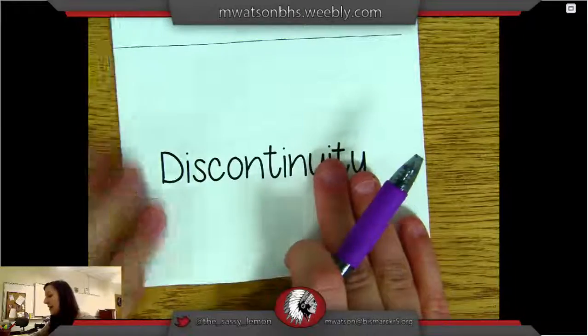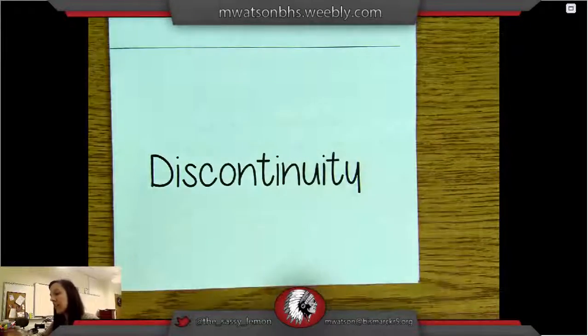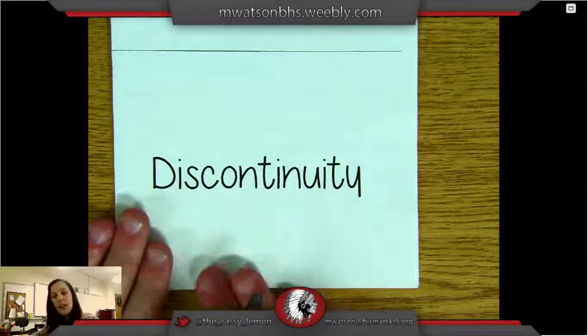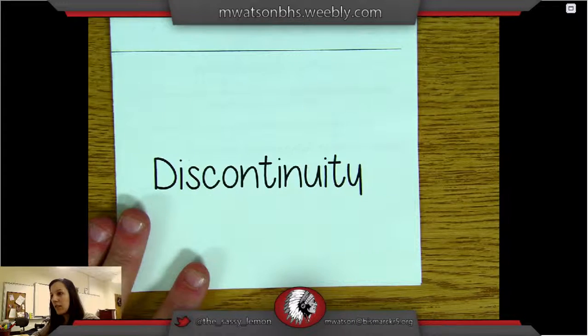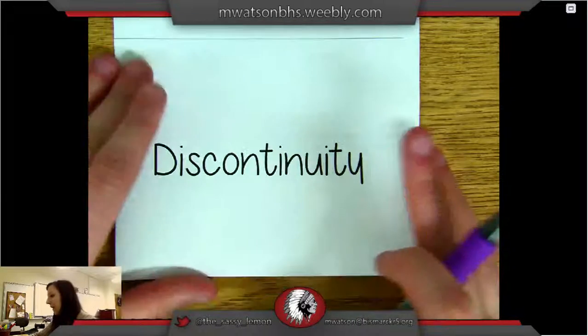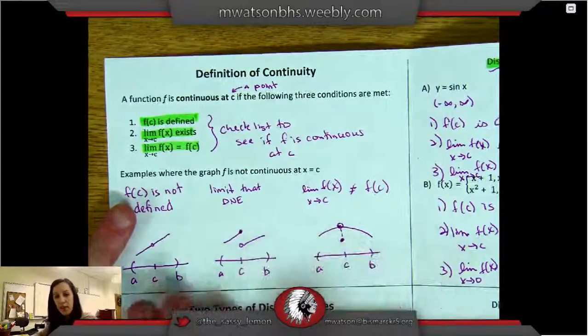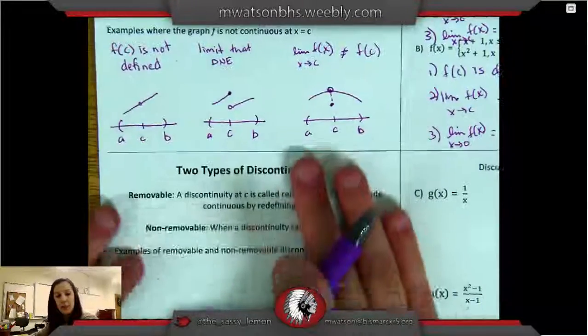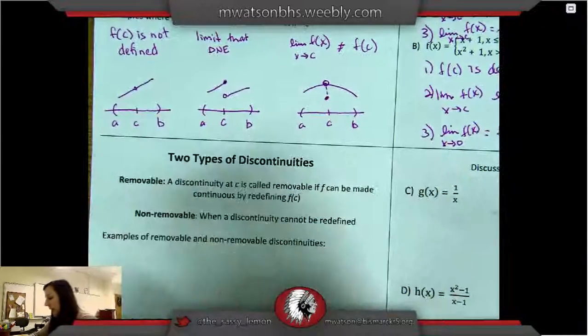Okay, so we discussed at length what continuity is and if a function is continuous or not at a point and through an interval. But now we're going to talk about discontinuities because not all discontinuities are the same. So for example, these three are not the same. Some are considered removable and some are considered non-removable. So let's talk about that.